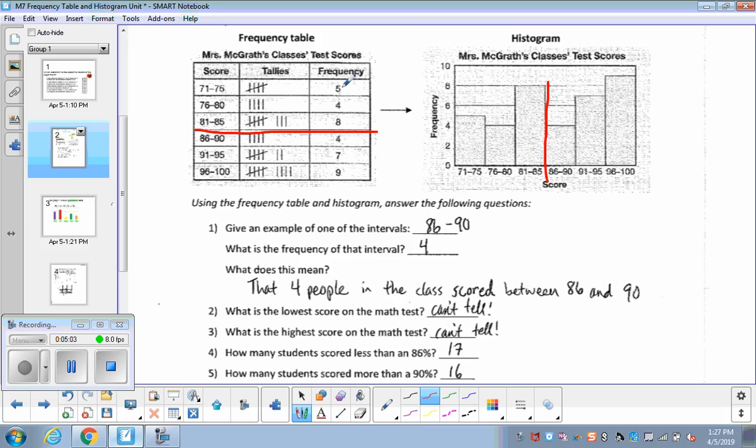So we're basically going to add 5 plus 4 plus 8. We're going to add this 5 plus this 4 plus this 8. And that's going to be all of the kids who scored below an 86. And when you add these up, we get 17 students right there.